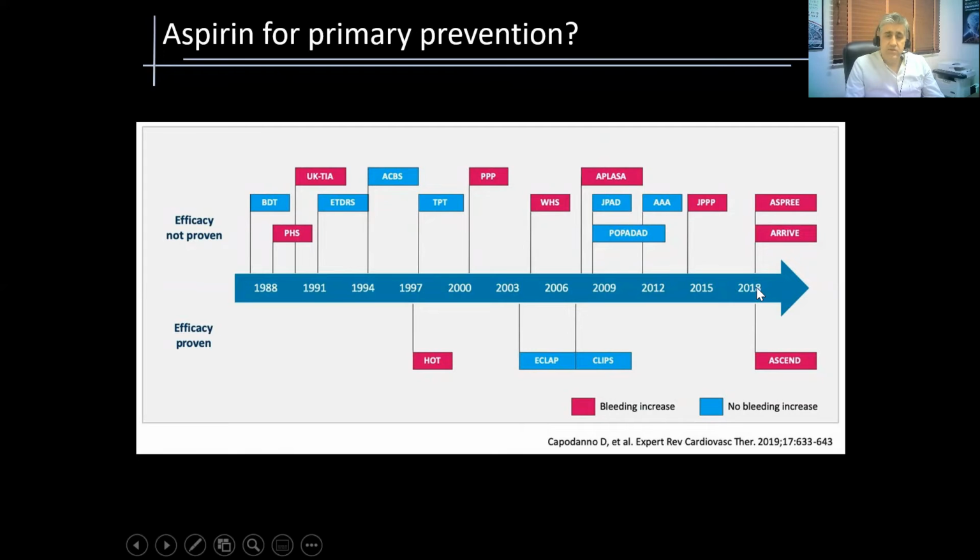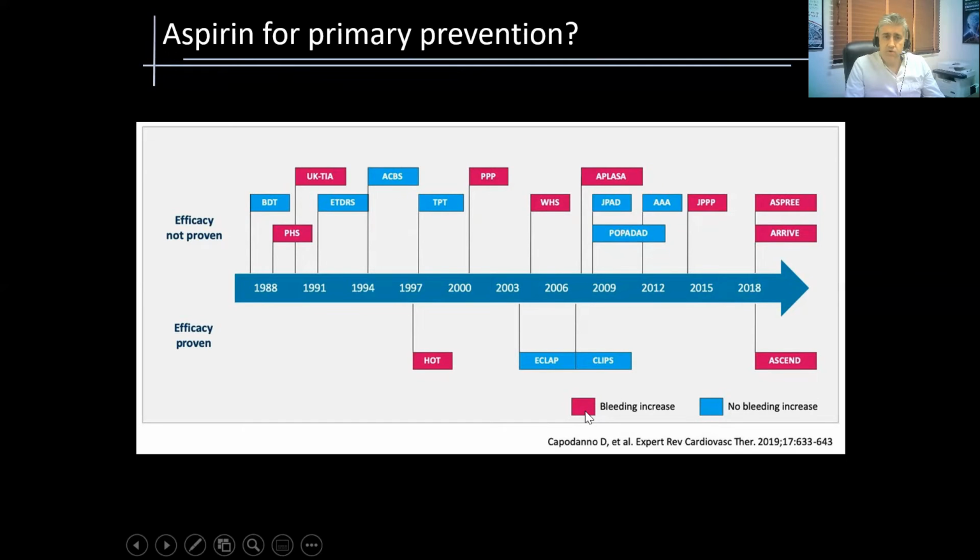So this is a nice graph which summarizes all these trials since 1988, and you see that the trials which are on the upper panel, on the upper part of the graph, these are trials where efficacy was not proven. That is, these were negative trials of aspirin for primary prevention. On the contrary, those 4 trials, the HOT trial, the ECLAP, the ECLIPSE, and the ASCENT trial, which are on the lower part of the graph, these are trials where efficacy was proven. So you see that most of the trials of aspirin for primary prevention were negative in terms of efficacy.